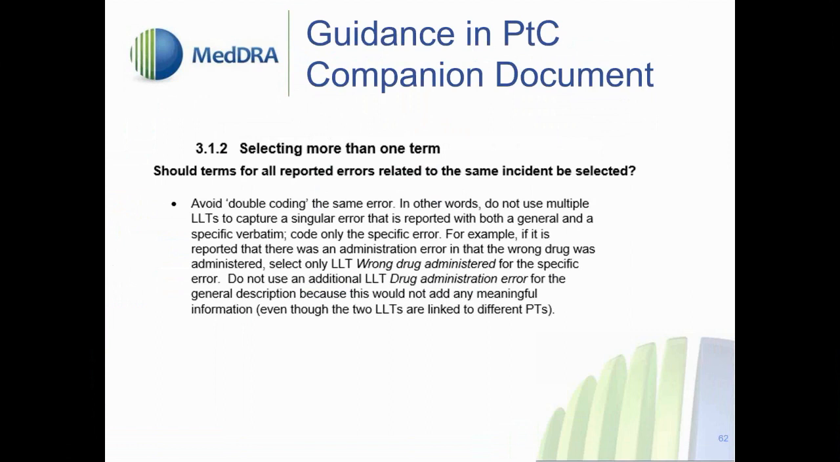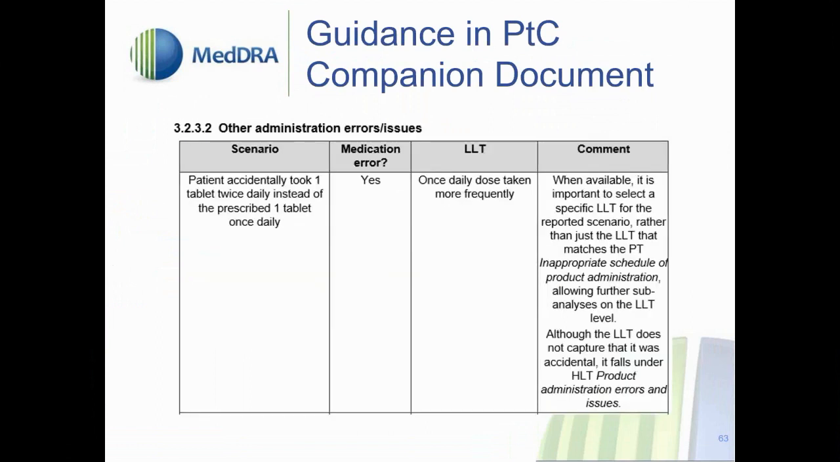We should not use an additional LLT "drug administration error" for the general description, because this would not add any meaningful information, even though the two LLTs are linked to different PTs. And in the section for administration errors and issues, we find an additional example. If a patient accidentally took one tablet twice daily instead of the prescribed one tablet once daily, we should only code to the LLT "once daily dose taken more frequently."